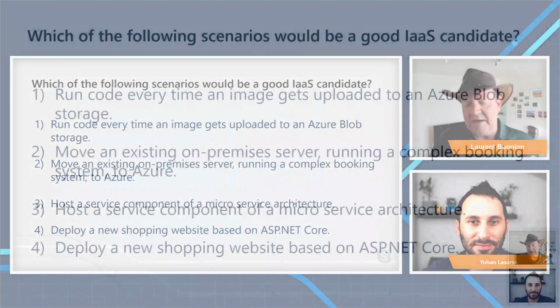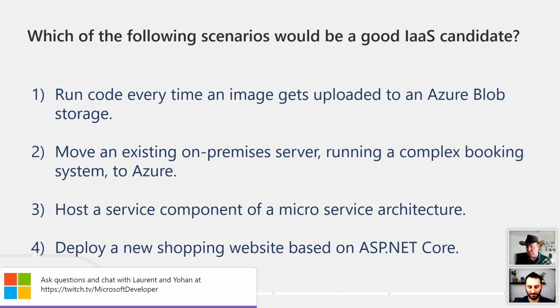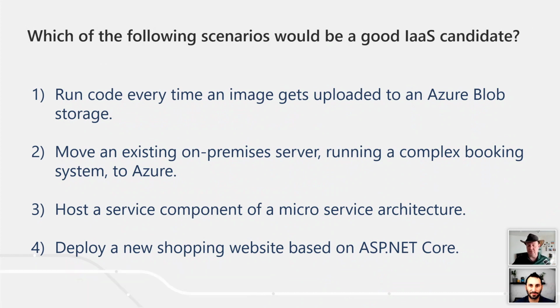All right. So let's do a quick quiz. For this quiz, I will ask the viewers to put the answer in the chat. And I'm just going to read the questions, or at least mention them, in case we have some people on the call who maybe have some difficulties reading. So which of the following scenarios would be a good IaaS candidate? For example, every time that you upload an image to a blob storage, blob is our storage system. A blob is something like a file, if you want. So every time that you upload a file, an image, you want to run code.